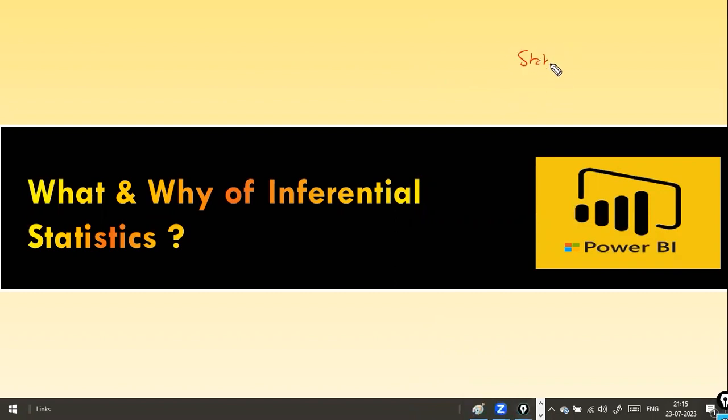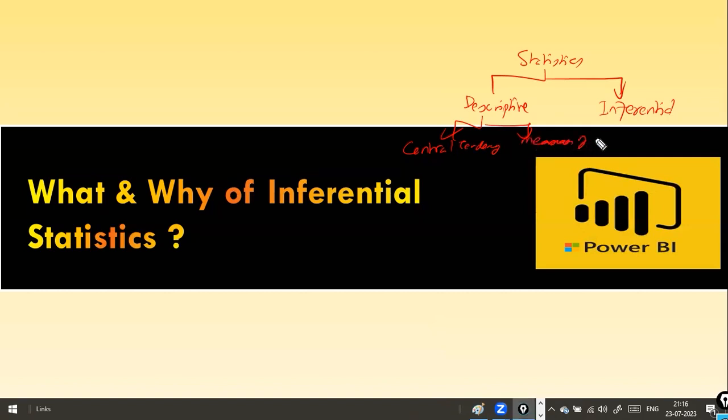In statistics, there are two branches. One is descriptive statistics, and the other one is inferential statistics. In descriptive itself, there are two branches. One is measures of central tendency, and the other branch is measures of spread. We discussed the measures: the mean, median, mode, and the range, standard deviation, covariance, and so on.